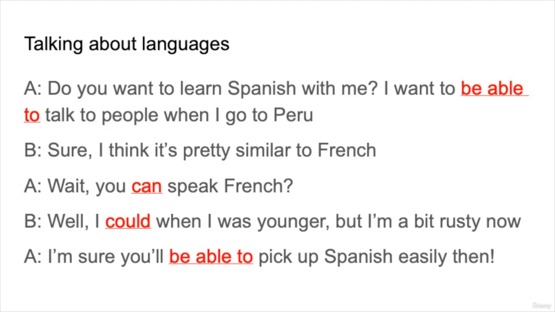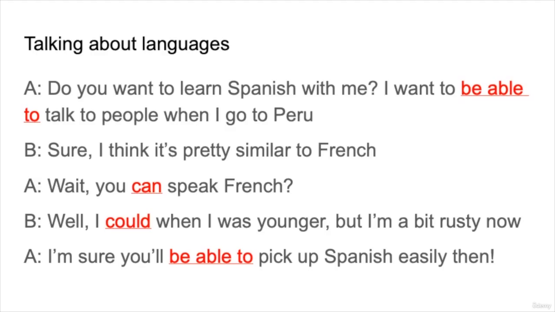Wait, you can speak French? So here we have our most basic ability. So the speaker is surprised that the other person can speak French. Well, I could when I was younger, but I'm a bit rusty now. Here we use the past tense of could because this was true when the speaker was younger. But they're a bit rusty now, so they're not as talented at speaking French now.